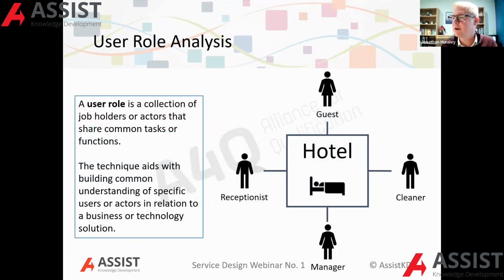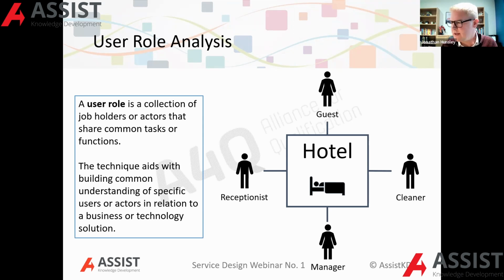So let's have a look at user roles. A user role is a collection of job holders or actors that share common tasks with either a business system or an information technology system. And what you can see on the slide is an example of user roles, a subsection of user roles for a business system that would be a hotel. And what you can see is you've got the guest, the receptionist, manager, and cleaner.